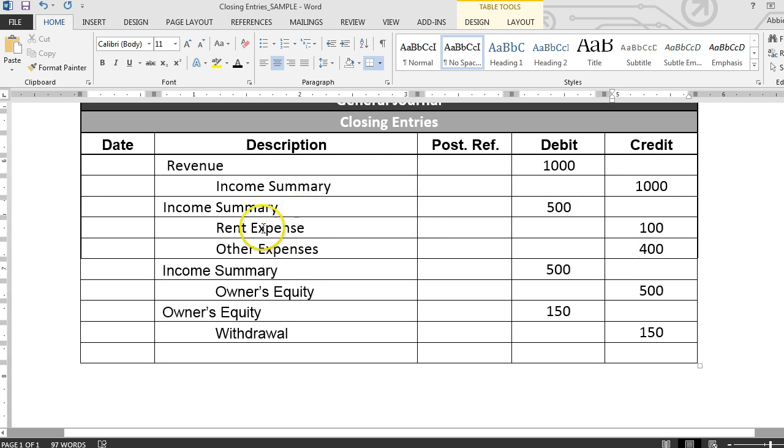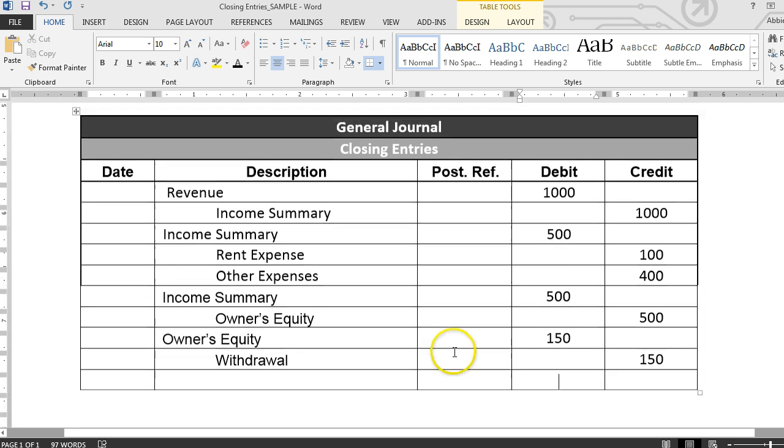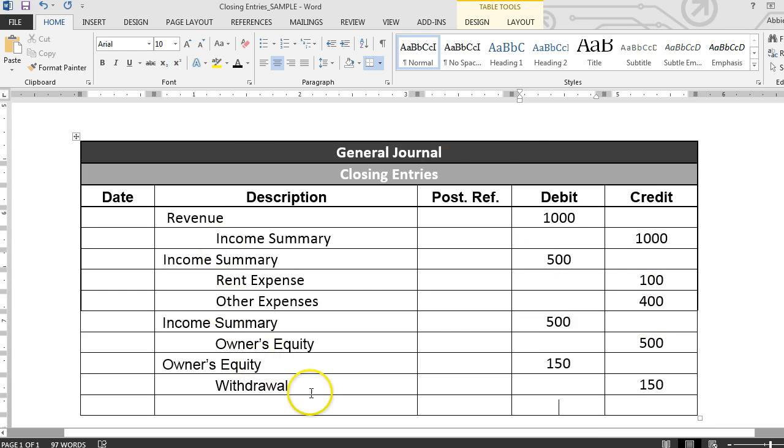So you'll see that instead of listing rent expense and then income summary, miscellaneous expense, income summary, they just added those together, those expense accounts, and listed them into one journal entry. Okay, so then we close out our income summary with a debit of $500 and move that over to our owner's equity. Then we also transfer over our withdrawal balance to owner's equity, and we're done. Okay, so that's the journal. Those are the closing entries for the journal.